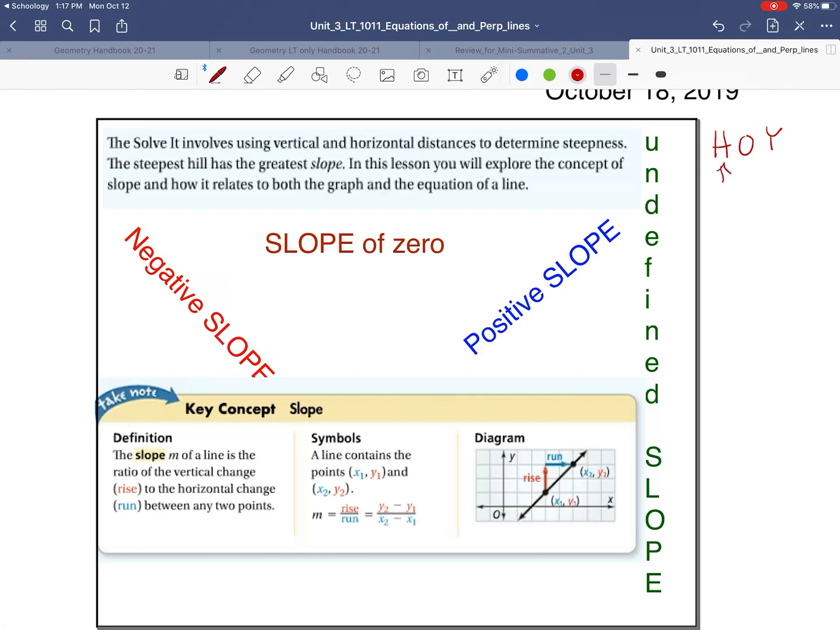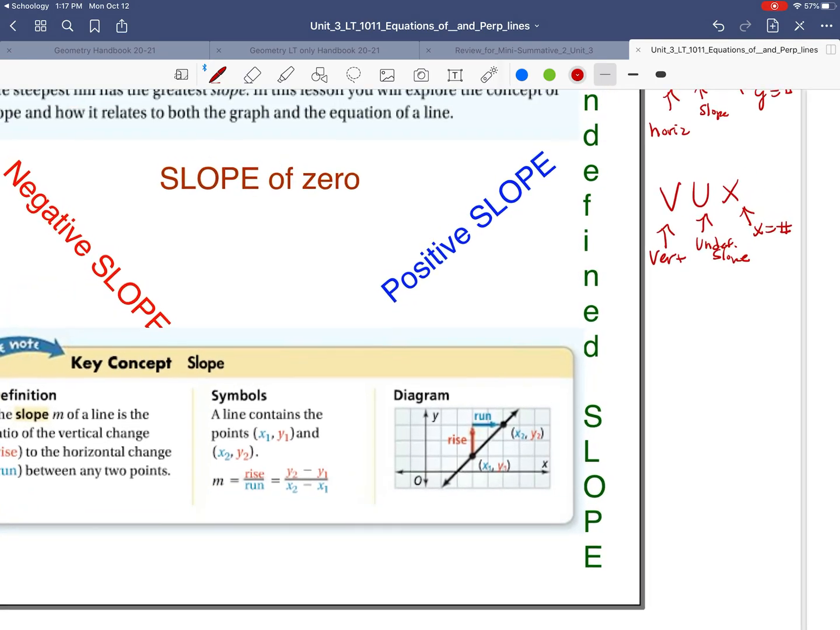One way to remember that is what we call HOY VUX. It means horizontal has a slope of 0, and y equals a number is the equation for the line. VUX is a vertical line with an undefined slope, and x equals a number is the equation of the line.